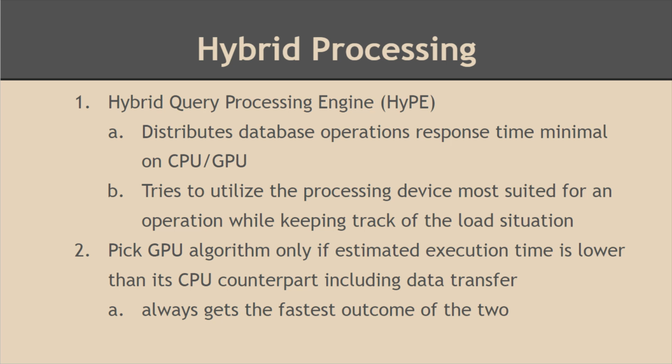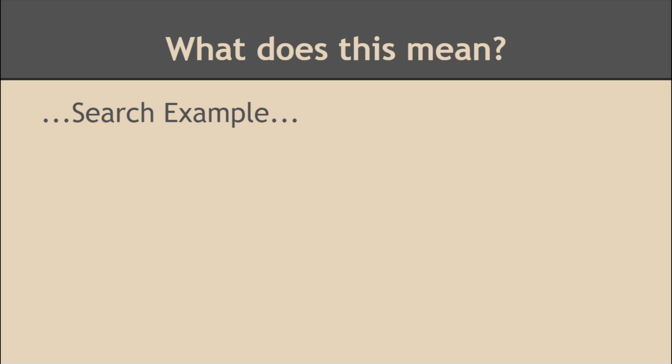This always gets the fastest of the two outcomes. What does this mean in terms of database management? I'm going to use the example of a binary search, many binary searches to be run at the same time. As we know, binary search is not that computationally intensive.